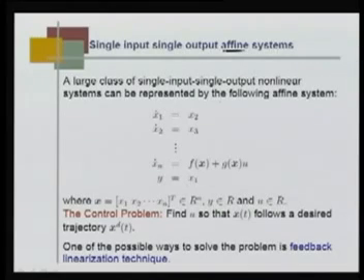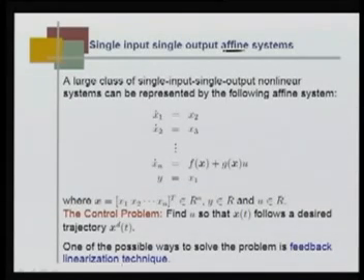A large class of single input single output nonlinear systems can be represented by the following affine system, where x 1 dot is x 2, x 2 dot is x 3, and so on until x n dot is f of x. f is a scalar, but x is a vector of x 1 until x n. Similarly, g again is a scalar, and x here is a vector x 1 to x n. Then u is the input, and y is x 1.